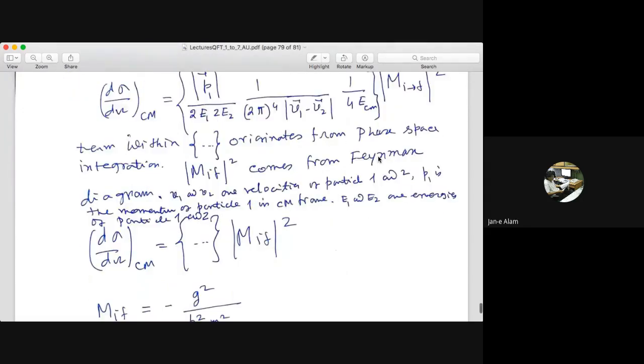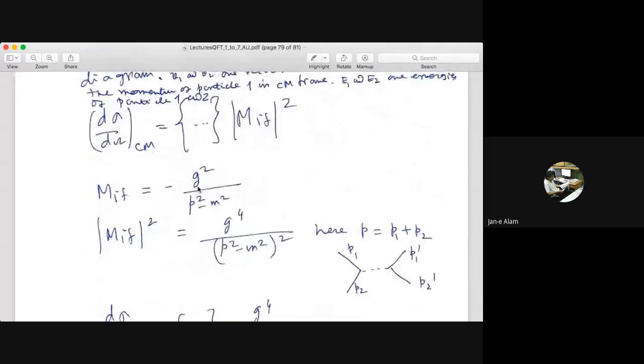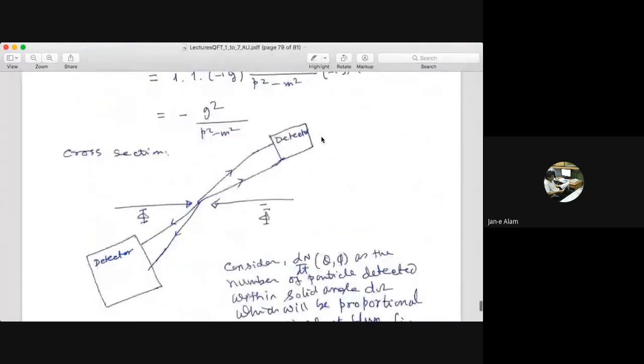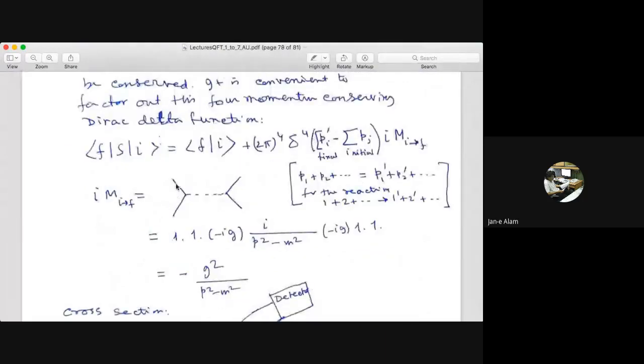So within this curly bracket, this phase space factor you have to calculate. So M_if you have calculated for this particular diagram. What is that? Because I told you how to do it: it is 1, 1, minus Ig, propagator, 1, 1, etc.